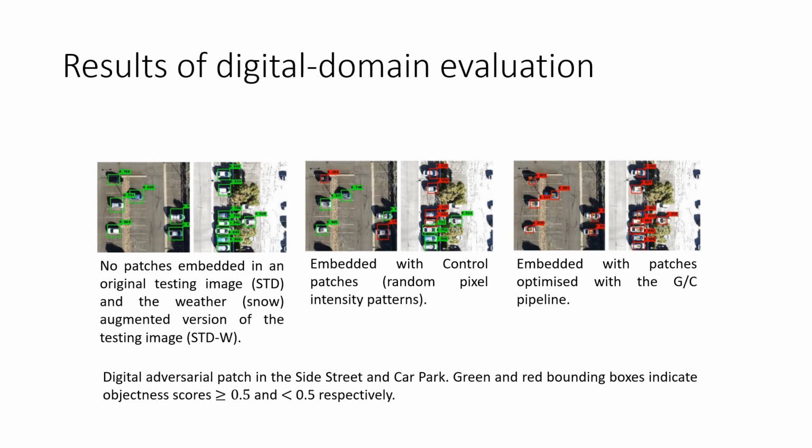Before printing the patches off, we evaluated them on a test set of the two scenes. Here are some qualitative results of our patches in the car park scene. On the left are testing images with no patches applied. The left image is the original testing image and the right image is the weather augmented version of that testing image with snow applied. The middle images have patches with random pixel intensity values. These patches act as a control in our experiment. And the right images have our optimized patches applied. You can see that these patches are much more effective than the control patches.